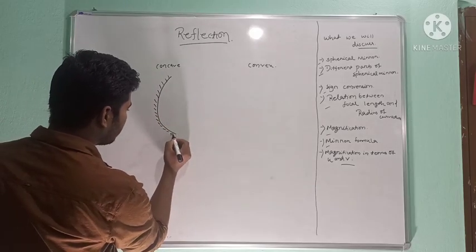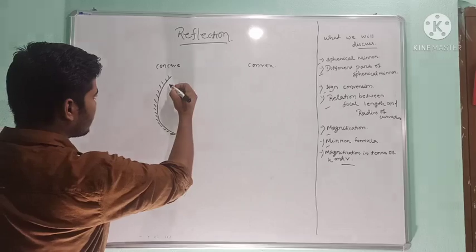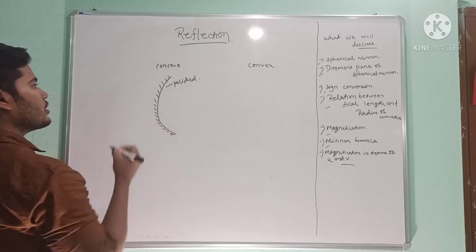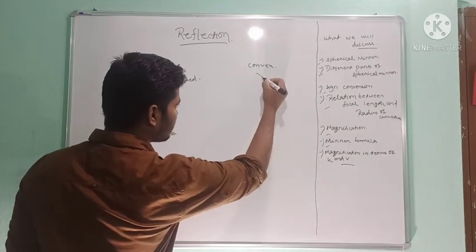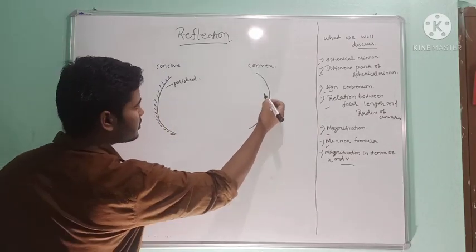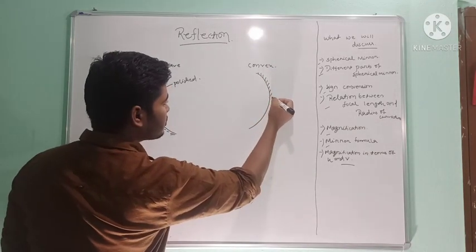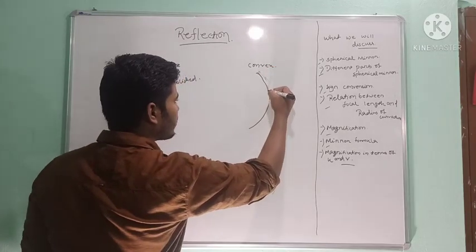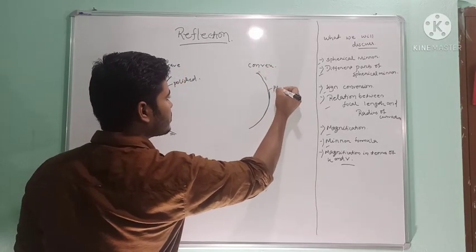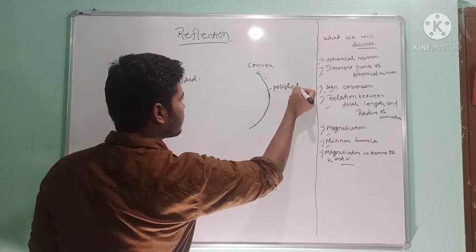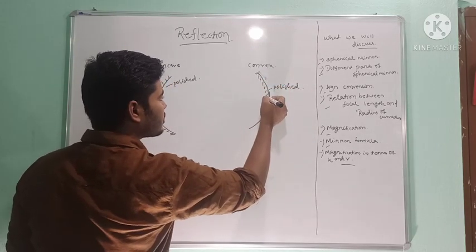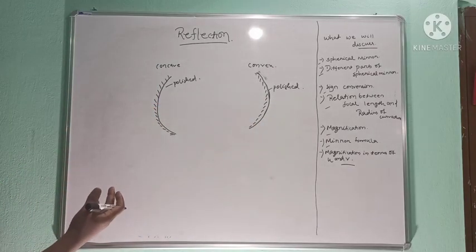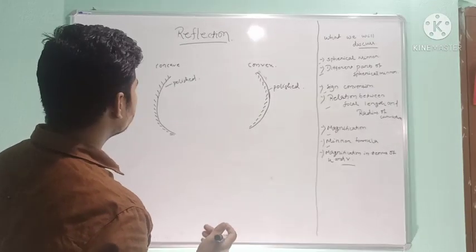The back side is blackened or silvered, and this side is polished. And in a convex mirror, the outer part of the hollow sphere is polished and the inner part is silvered or blackened. So next, different parts of a spherical mirror.